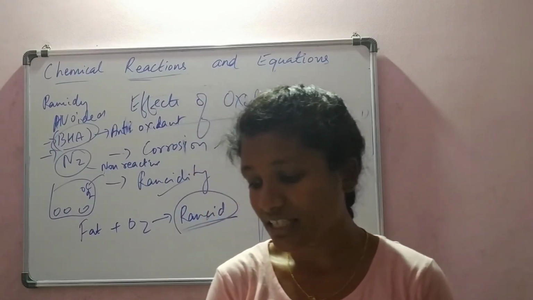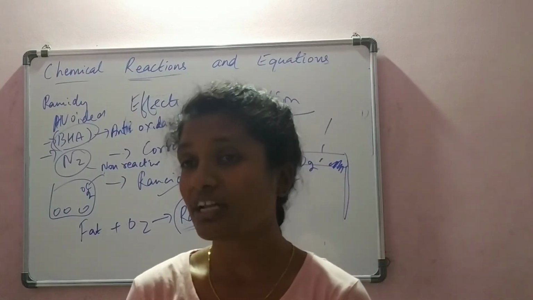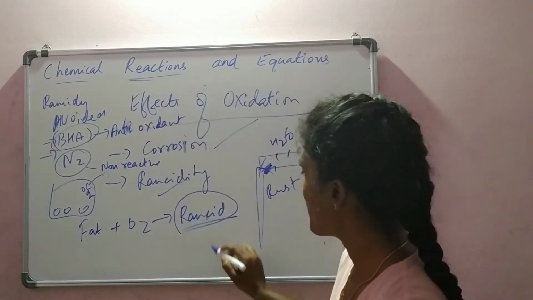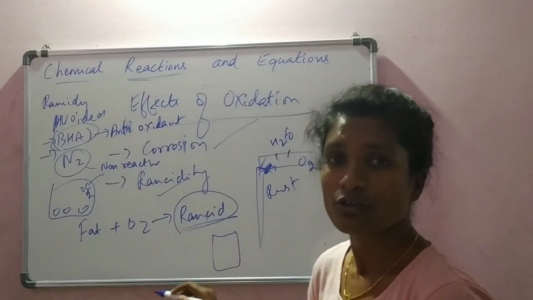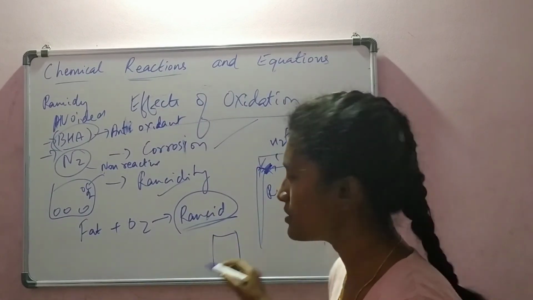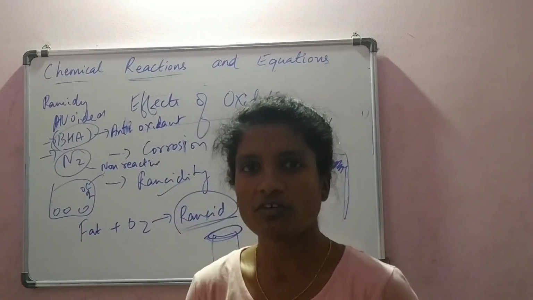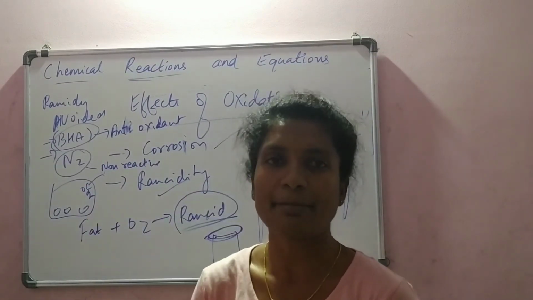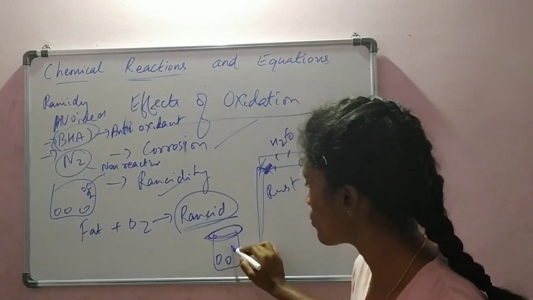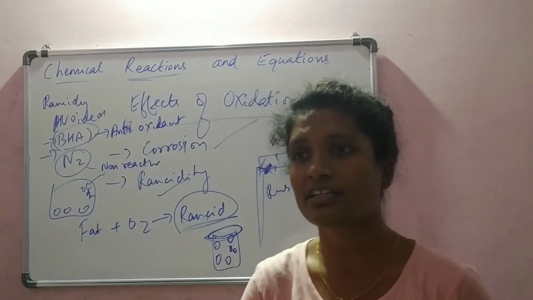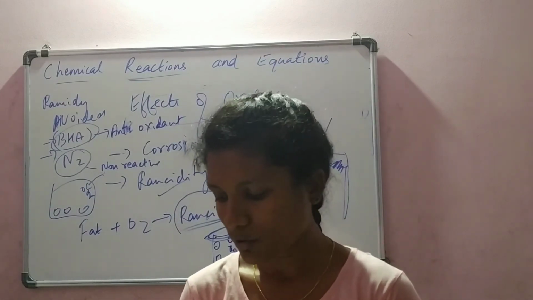Then rancidity can be retarded by storing the food in airtight containers. So you don't allow the oxygen to enter the food. You prepared pickles. Earlier you might have noticed your mother or grandmothers put pickles in airtight containers, or they put some covers and then the caps of the containers, because the pickle is made of oil. We don't want the air to enter the pickle bottle. So that is one method.